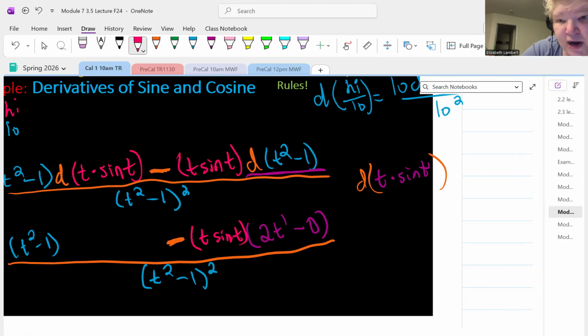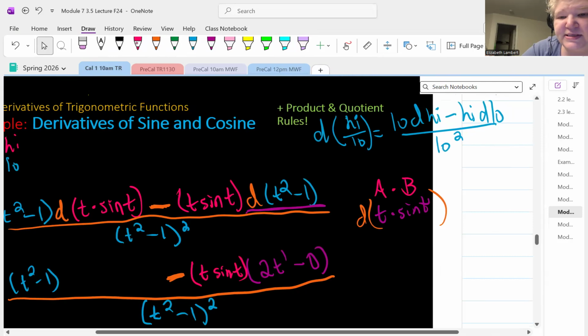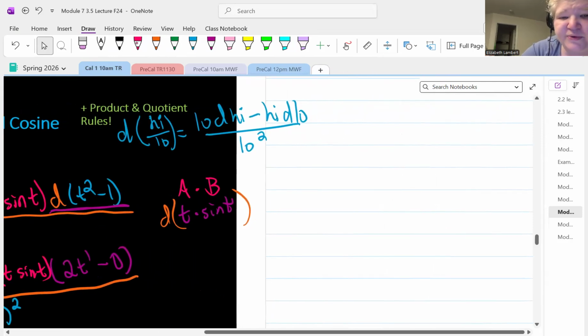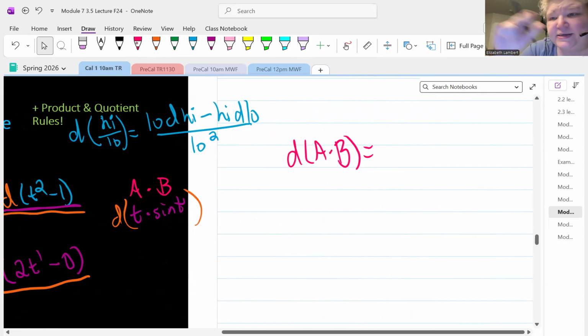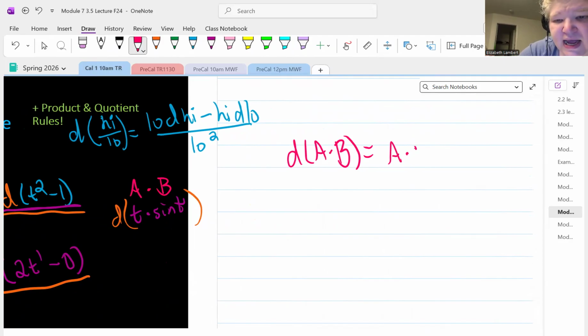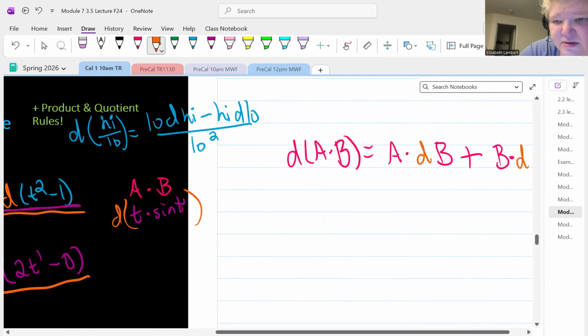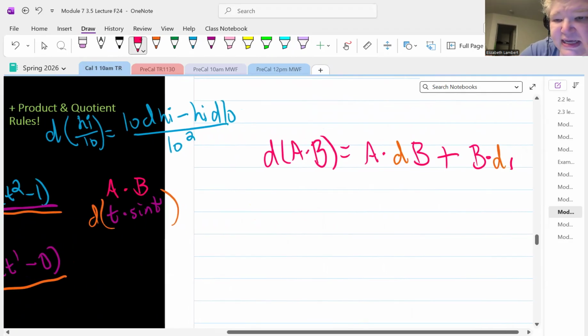So this is a product rule. This is an A times a B. So let's make another side note. The derivative of a product is keep one times the derivative of the other. So we're going to keep A times, let me use my D's, dB, plus, then I keep B times dA.